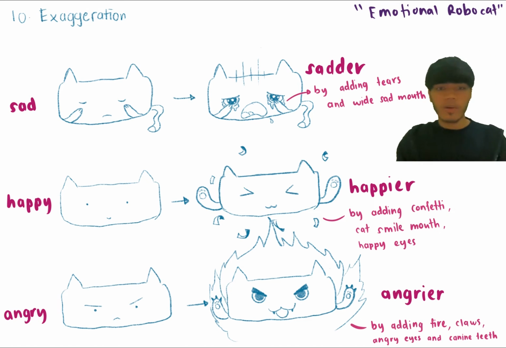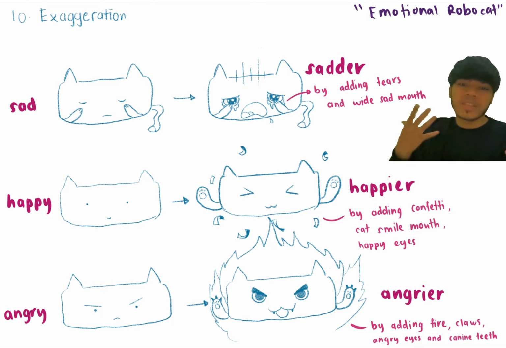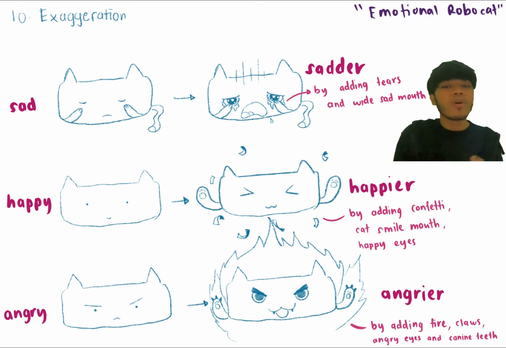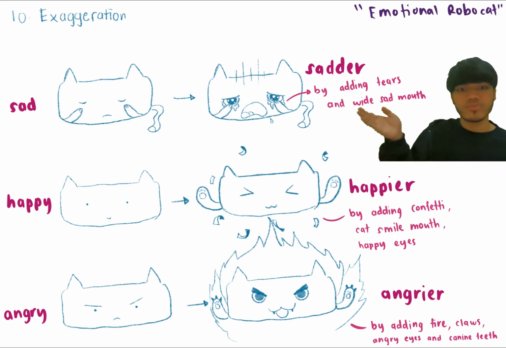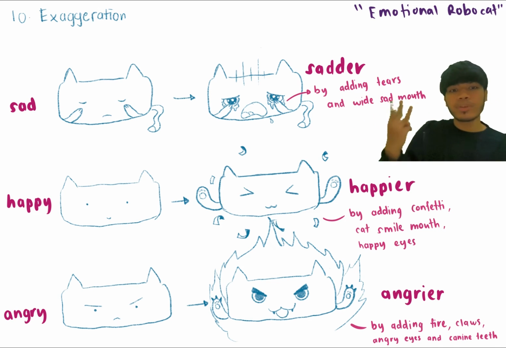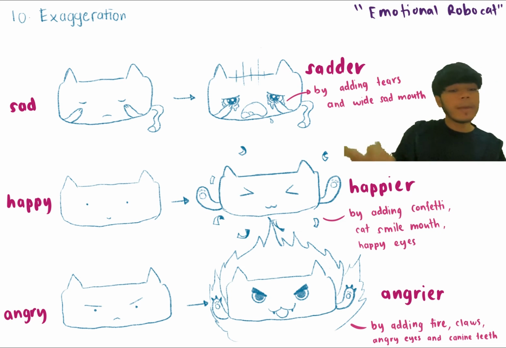For the next principle of animation is exaggeration. Just like what I did. Exaggeration is to give more realism, to make it more apparent and realistic. So I drew this animated Robocat, and I made three emotional Robocats, which are sad, happy, and angry.